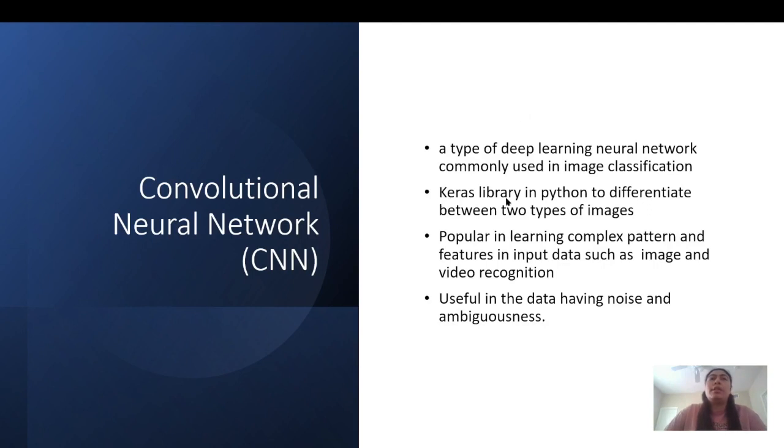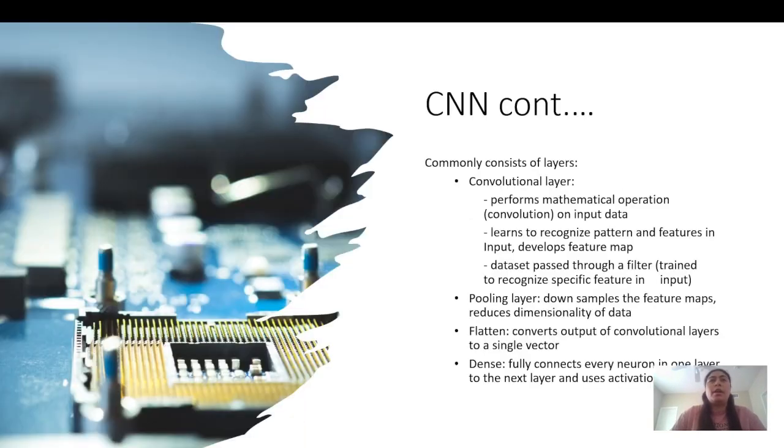We generally use the Keras library available in Python for basically differentiating the two types of images. So talking about the layers that are used in CNN, it basically consists of the convolutional layer, then the pooling layer, the flattened layer and the dense layer. So the convolutional layer is nothing but a mathematical layer that performs a mathematical operation on the input data set.